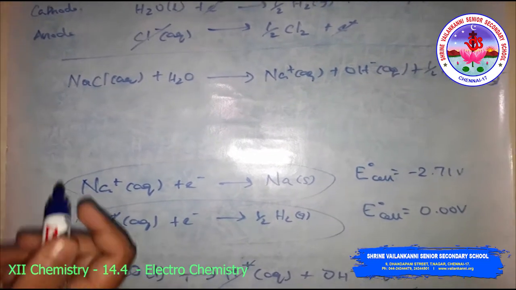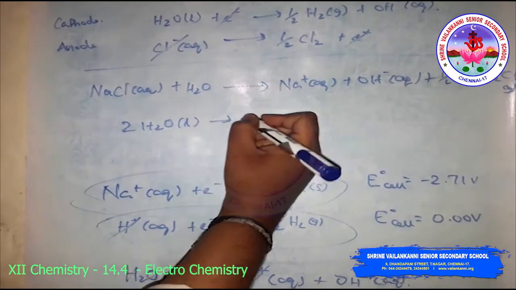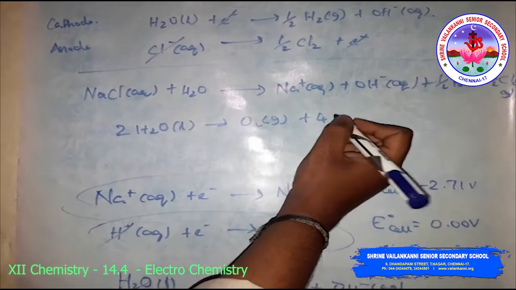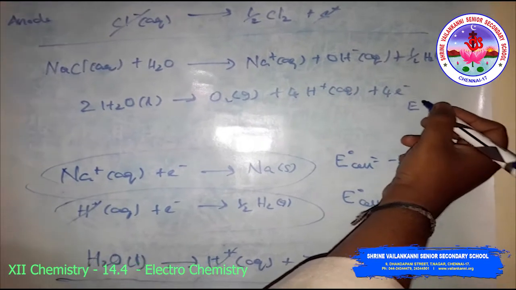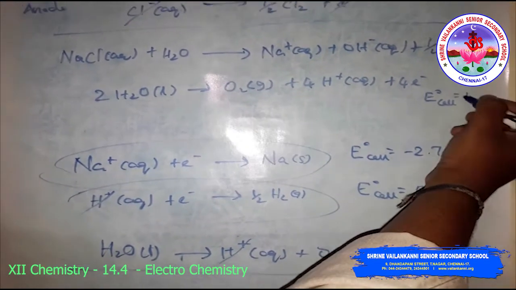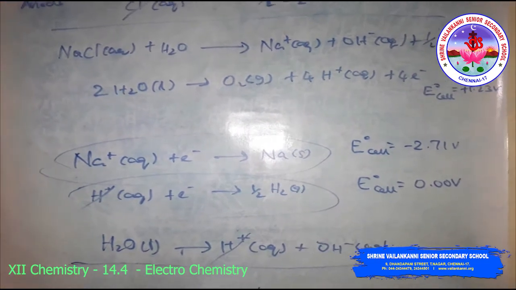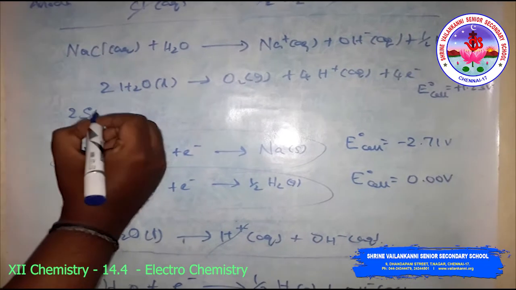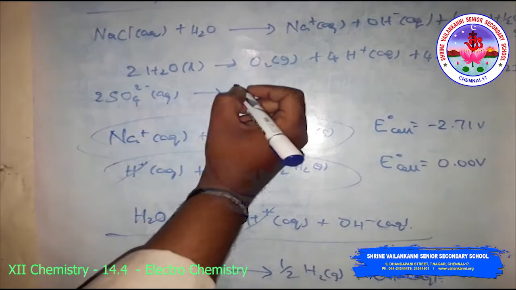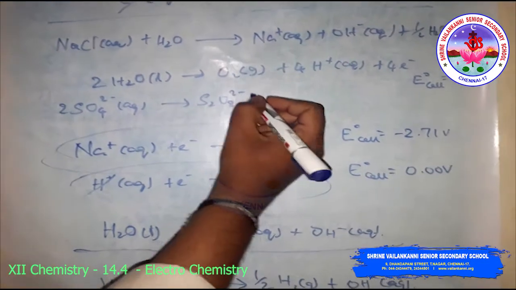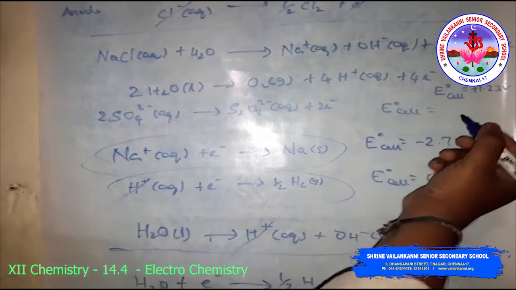Then for sulfuric acid, 2 moles of sulfate ion, 2SO4 2- aqueous, give S2O8 2- aqueous plus 2 electrons. Here the E0 cell value is 1.96 volt. For dilute sulfuric acid, the oxygen reaction is preferred, but at higher concentration of H2SO4, the persulfate reaction is preferred. Okay, next is batteries.